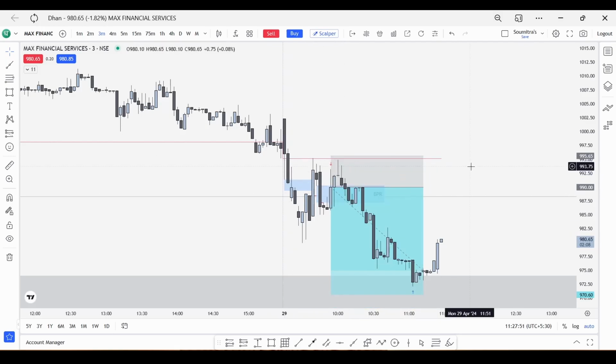So that's it. That was a winning trade for today, 29th of April, and now it is 11:27 and I am waiting for other stocks to give me signals for buying or selling. So let us see if I can get any.